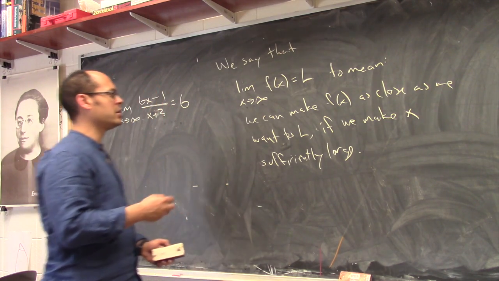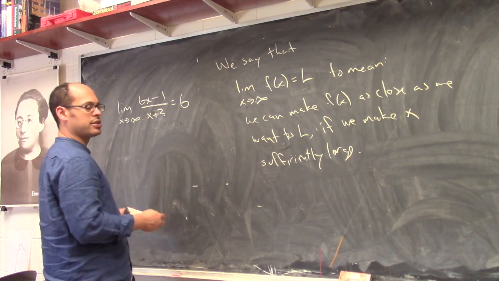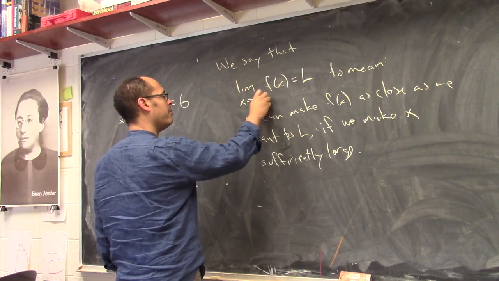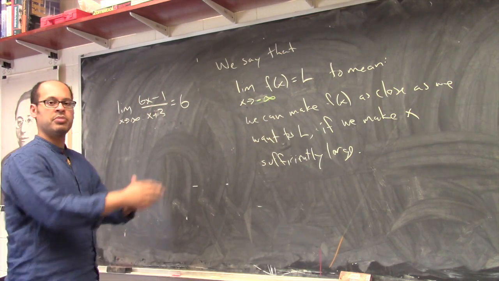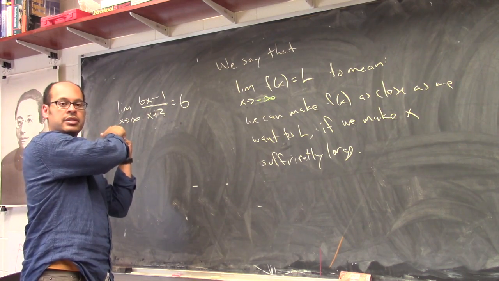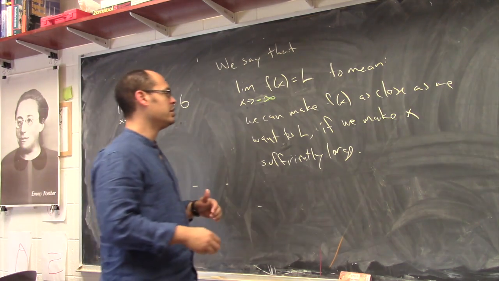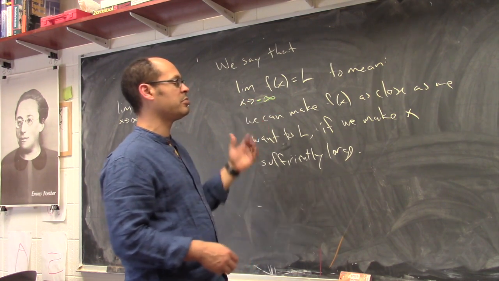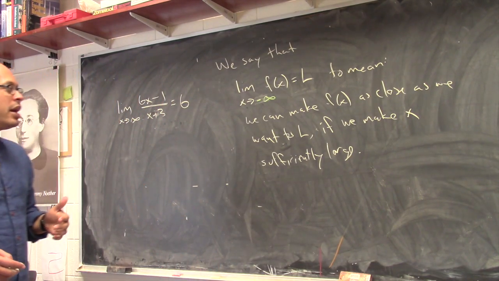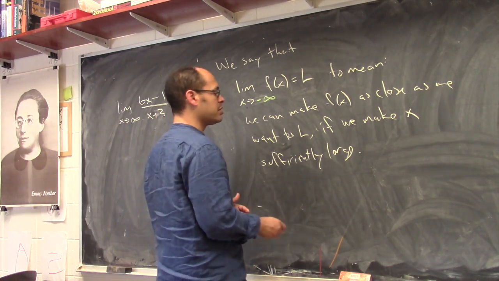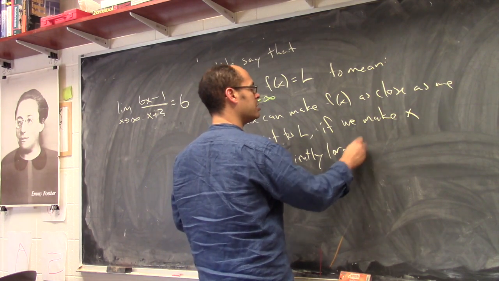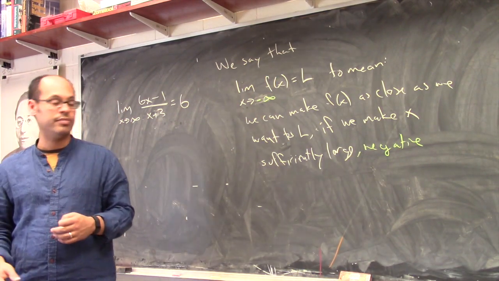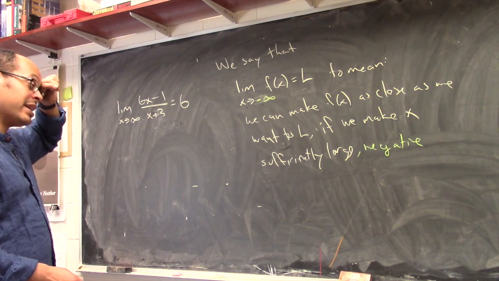And similarly, one can talk about limits as x goes to negative infinity as well. So if I had minus infinity, what does that mean? That just means as you go off on the x-axis to the left as far as you can. So this says that if the limit of f of x is L as x goes to minus infinity, this means we can make f of x as close as we would like to L if we make x sufficiently large negative. That is to say, sufficiently towards the left-hand side of the x-axis.